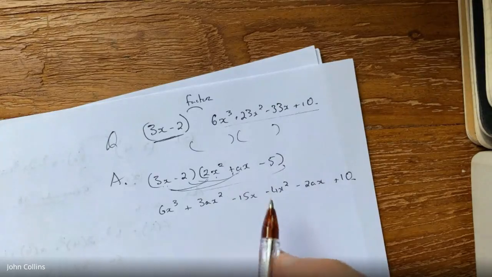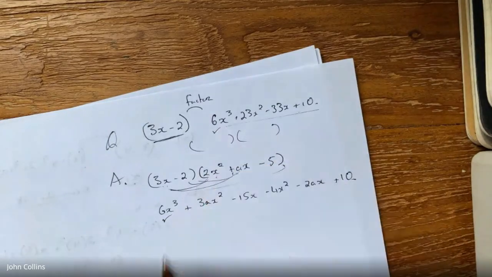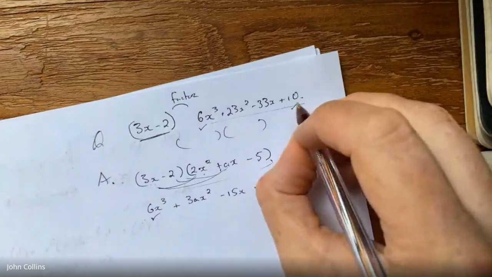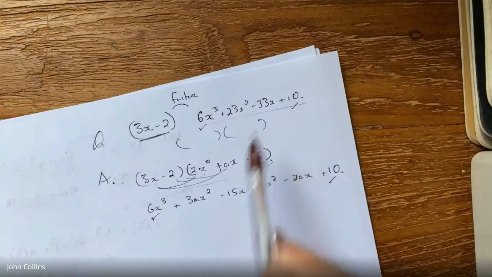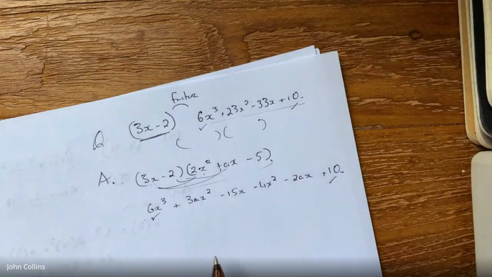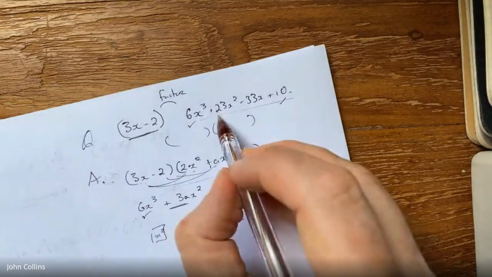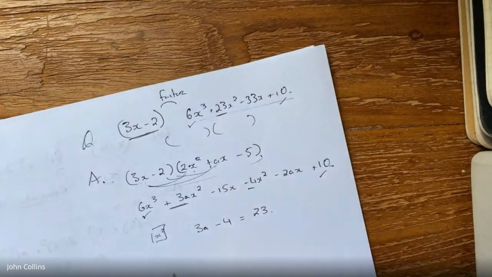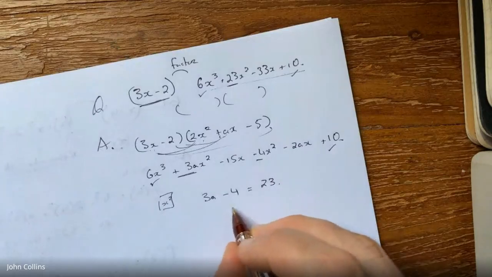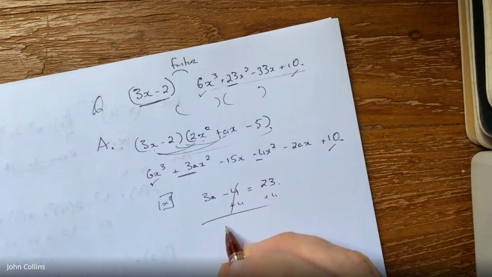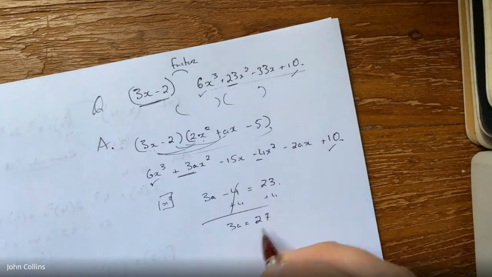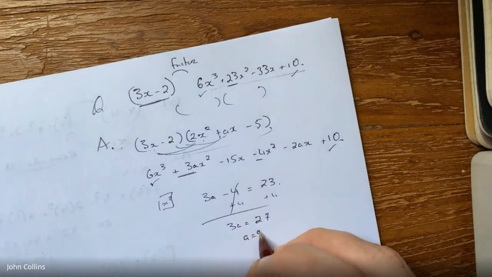Combining, 6x cubed is the same as 6x cubed, no problem there, and plus 10 is the same as plus 10 there. This bit in the middle must equal this bit in the middle for it to be the same polynomial. Looking at x squared, the coefficient is 3a minus 4, which should equal whatever the coefficient up here was, which is 23. So solving that very quickly, add 4 to both sides and I get 3a is equal to 27. That means a must be 9.